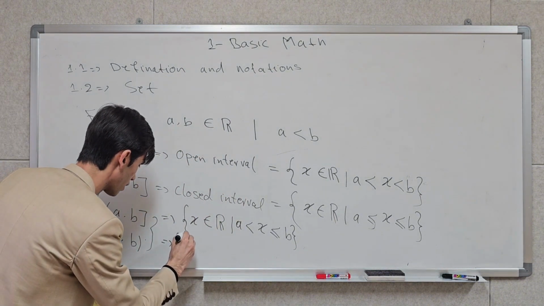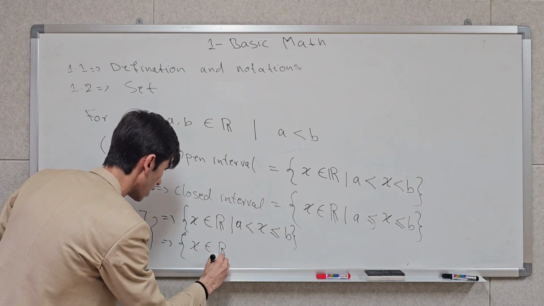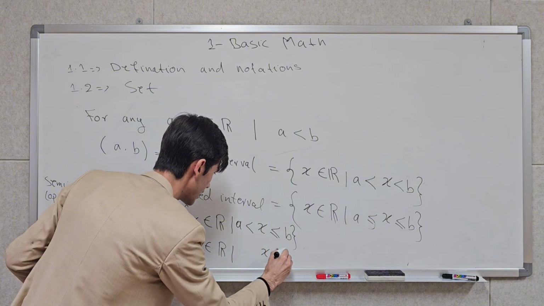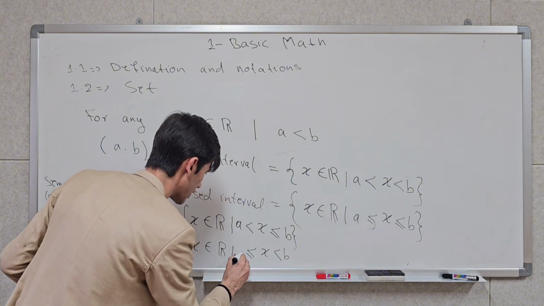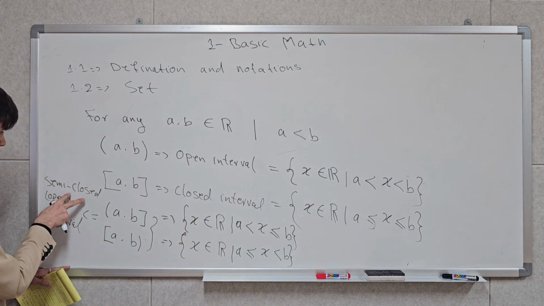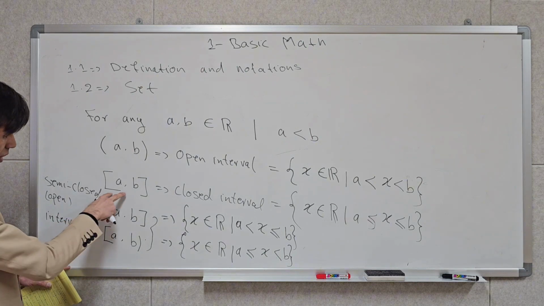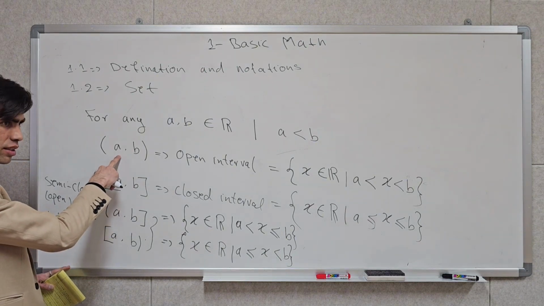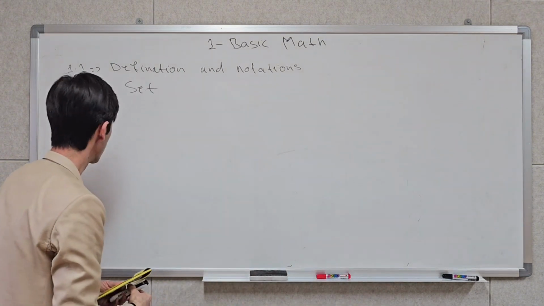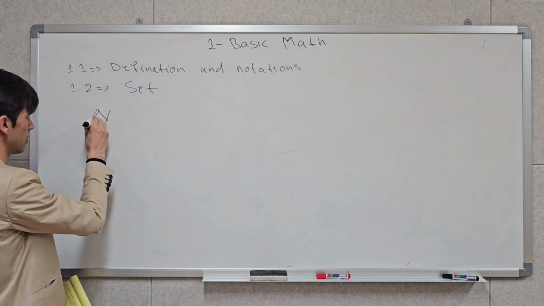Here, X is a set of real numbers such that X is less than B, but greater than or equal to A. This too is called a semi-closed or semi-open interval, but this is a closed interval and this is an open interval. It's fine. And also another notation that we use is this one, N.